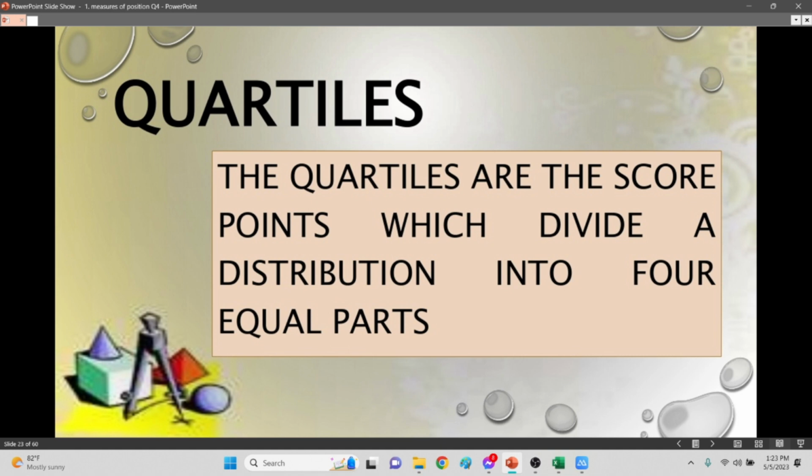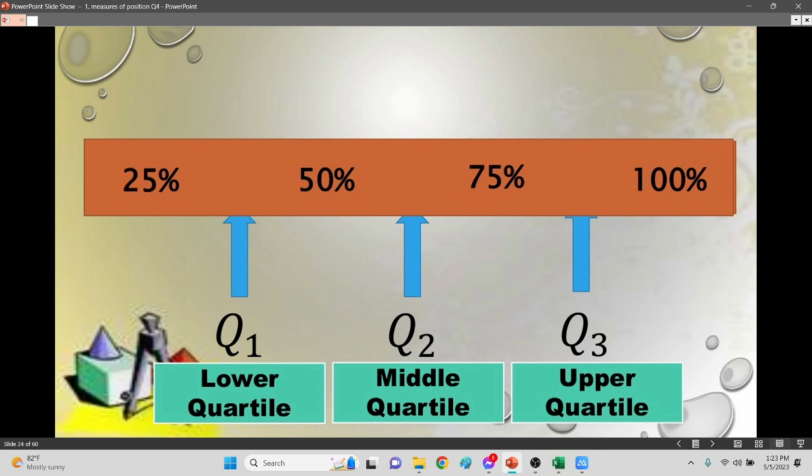Okay, so let's start with the quartiles. The quartiles are those score points which divide the distribution into 4 equal parts. So we're going to divide it into 4: the first quartile, second quartile, and the third quartile. As you can see, these sets are 4 equal parts: the 25%, the 50%, and the 75%, and the total of 100%. So the quartiles 1, 2, 3 divide it into 4, right?